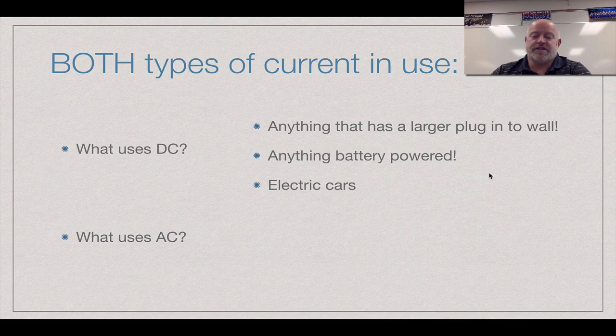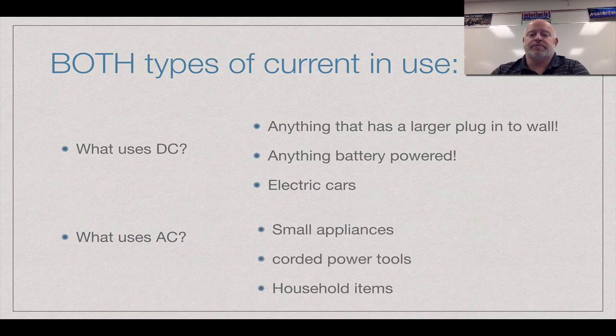Now, what uses AC current? Well, first of all, your whole house is wired AC. Any outlet that you have is AC. So any small appliances we use, any corded power tools, all your household items, those are all AC current type of things. It's just to get an idea for what is used and what isn't.